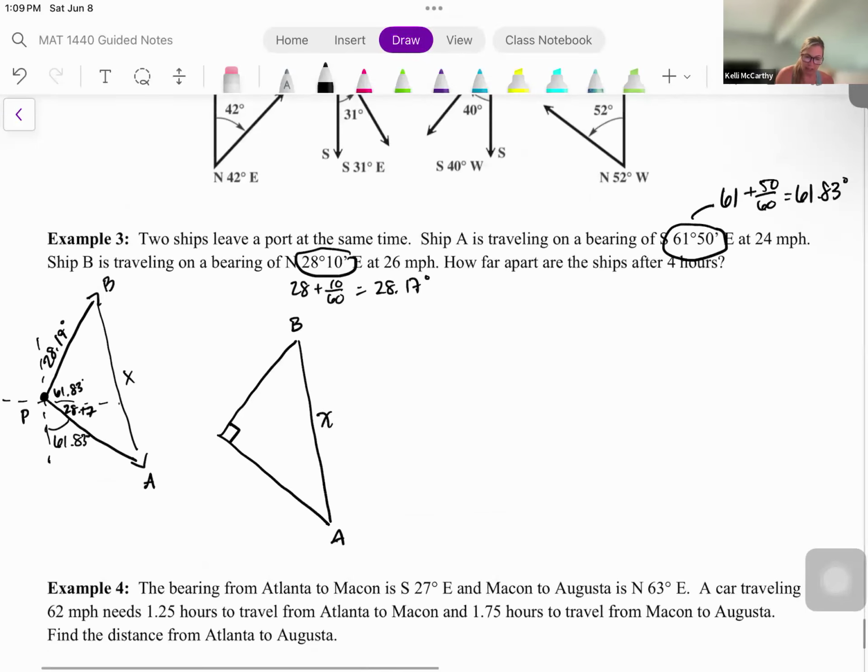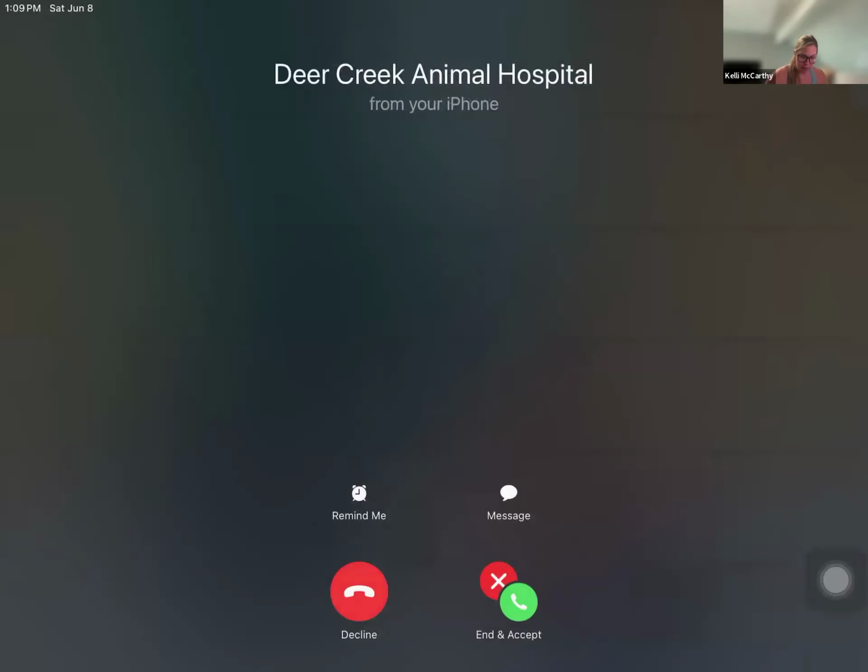Ship A is traveling at 24 miles per hour for 4 hours. So we want to be real careful that we're labeling the right side. So this is going to be 24 times 4, which is 96 miles. Ship A has traveled 96 miles. And then ship B is traveling 26 miles per hour.